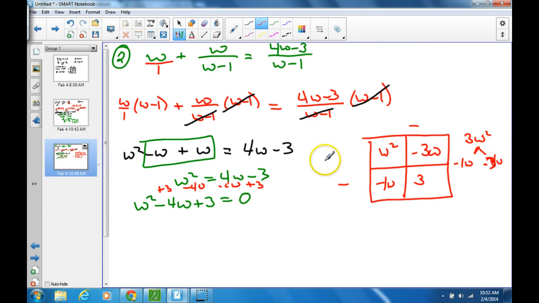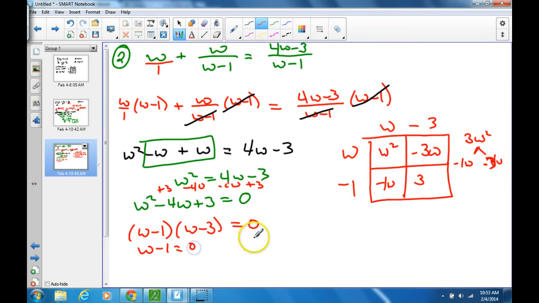Okay, so what can I take out of the top line? A W. How about the bottom line? 1. Left side. Right side. 3. So my factors are W minus 1 and W minus 3 equals 0. So your final answer, if you set both of these equal to 0 and solve for W, you have W equal 1 and 3.